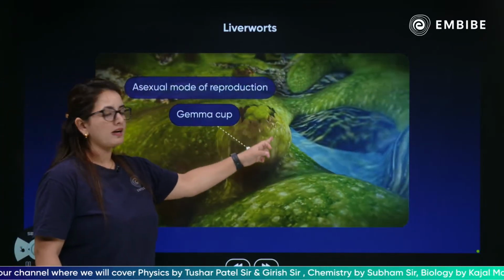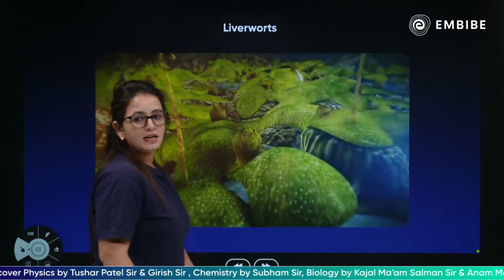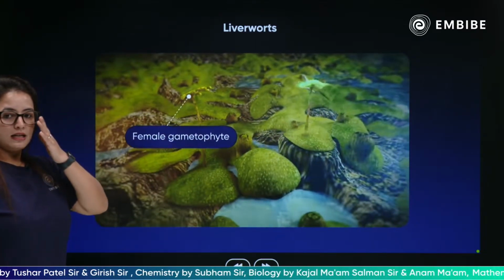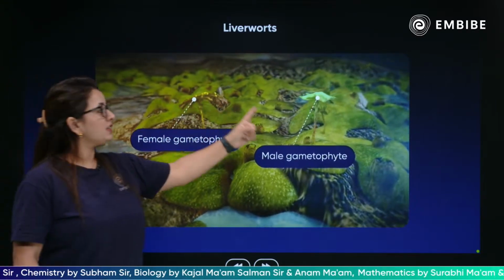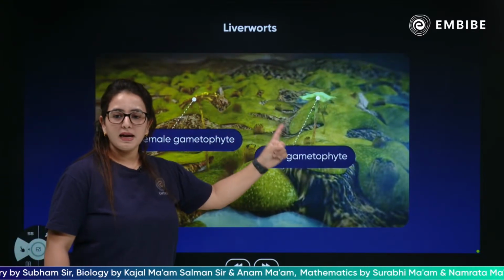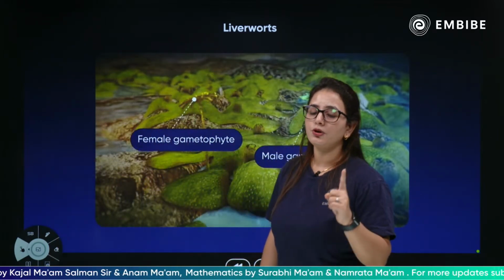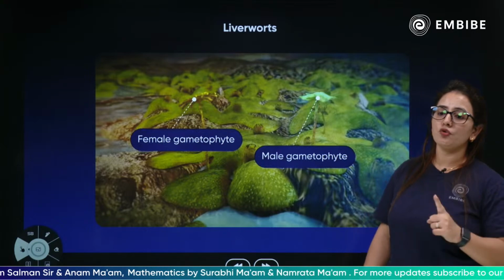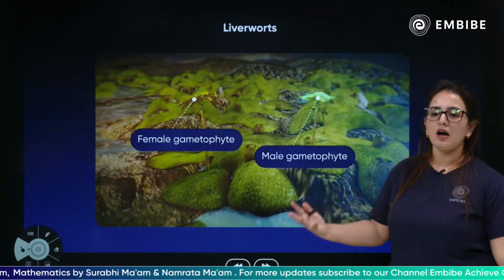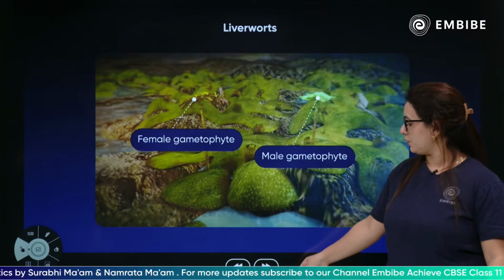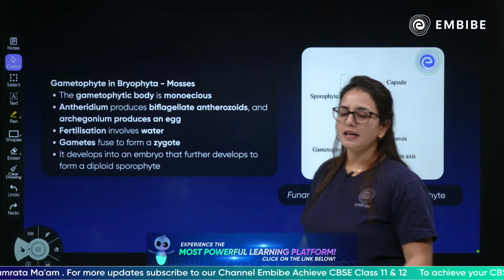This is what I was talking about, cellular structures, an asexual mode of reproduction through the gemma cups. This is a female gametophyte, the archegoniophore. This is a male gametophyte, which will produce male gametes, which fuse to form a diploid zygote, and the diploid zygote will give rise to a sporophytic plant body, or a sporophyte.